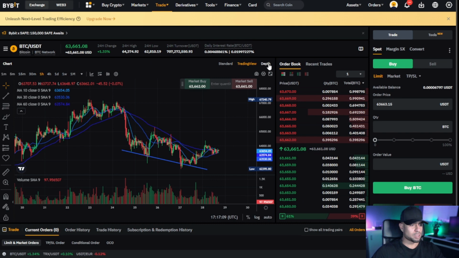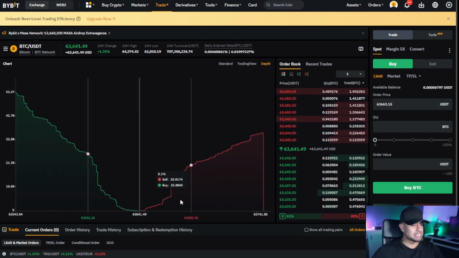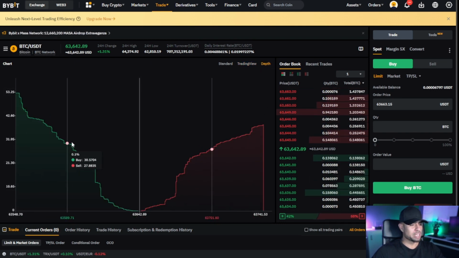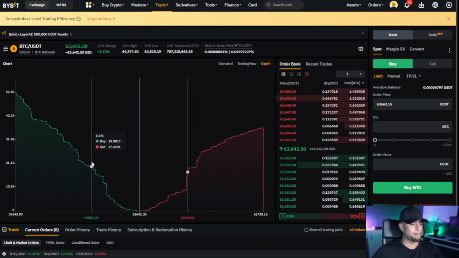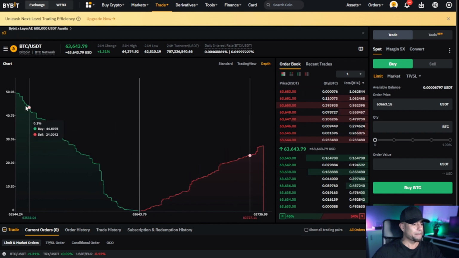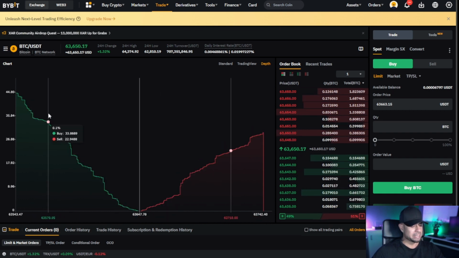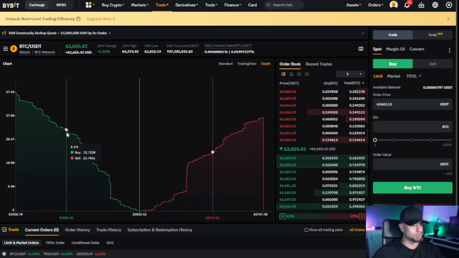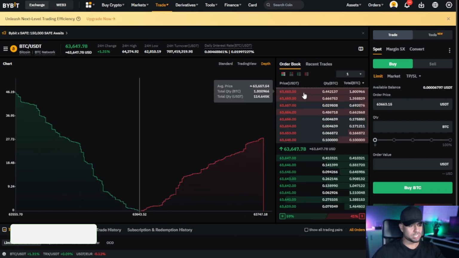Now you also have something called depth. What is that? This is depth of market. Here you see the volume in the market. You see how many sellers and how many buyers are battling it out right now. And as you see right now, the buyers are in control, all right? But at the same time, this is a visual view of it. You can also see it in numbers here.